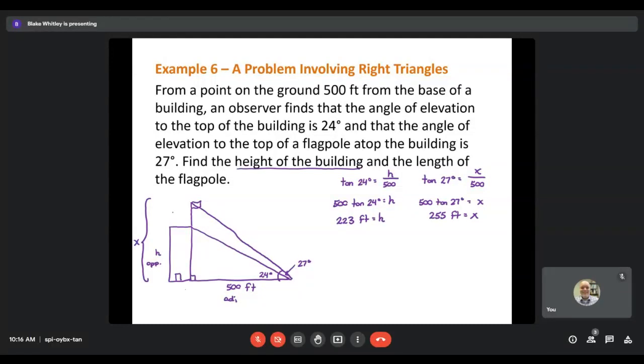Now again, that's not what we were asked to find. We were asked to find just the length of the flagpole. But because we now have the combined height of the building and length of the flagpole is 255 feet, and we know just the height of the building is 223 feet, we can just subtract, and that should give us just the flagpole by itself. So the length of the flagpole should be 255 minus 223, and when we subtract that, that should give us 32 feet. So just the flagpole by itself should be 32 feet, and the height of the building should be 223 feet.